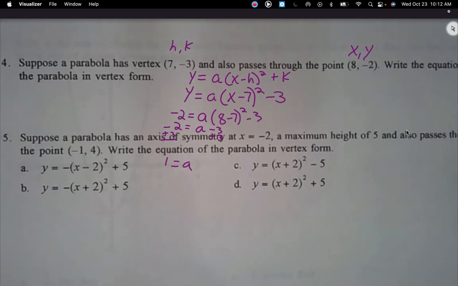So I plugged in my y, which was -2. I plugged in my x, which was 8. What is 8 minus 7? 1, and 1 squared is 1, so it goes to 1a. Okay, so I add 3. Anyway, I get a is 1. Now, y'all, now my answer, instead of a, what do I write?